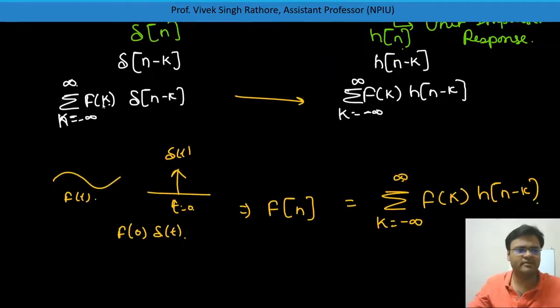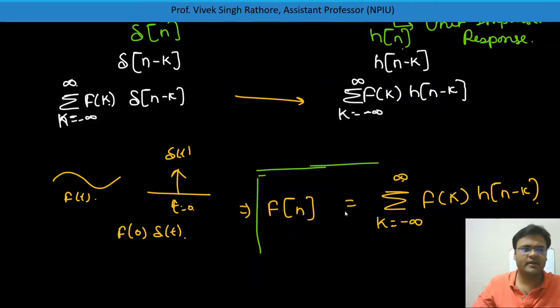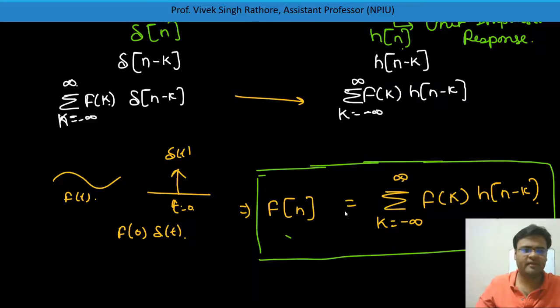So finally, this f of n can be said as the response of a discrete time LTI system. And what is the f of n value? It is nothing but the summation of k equal to minus infinity to infinity of f of k into h of n minus k.